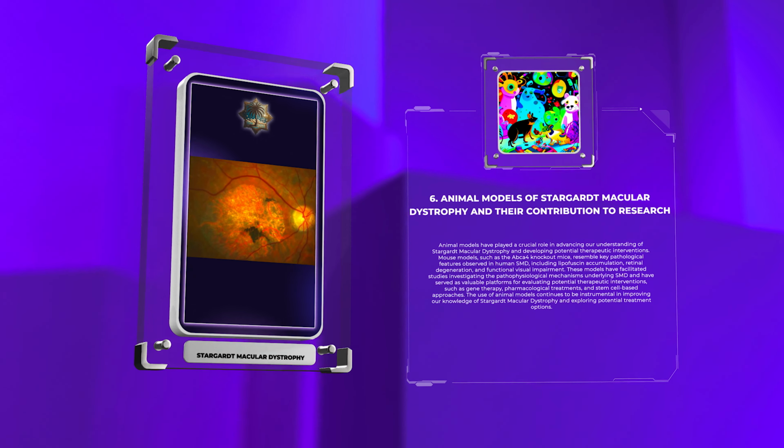The use of nutritional supplements, such as vitamins and antioxidants, in treating Stargardt macular dystrophy is not yet fully supported by scientific evidence. While some studies indicate potential benefits, more research is needed to determine their optimal use and long-term effects.